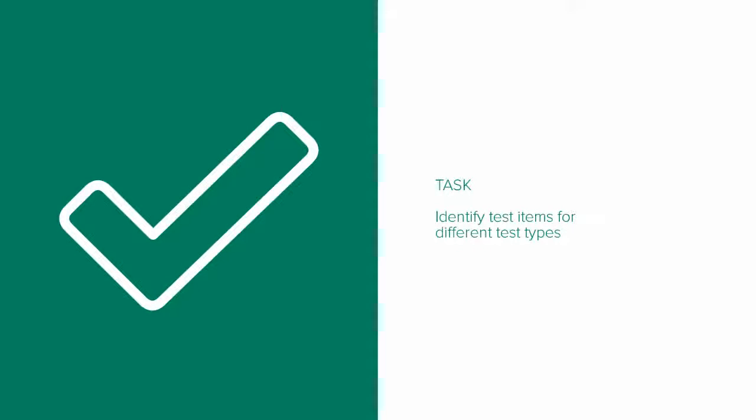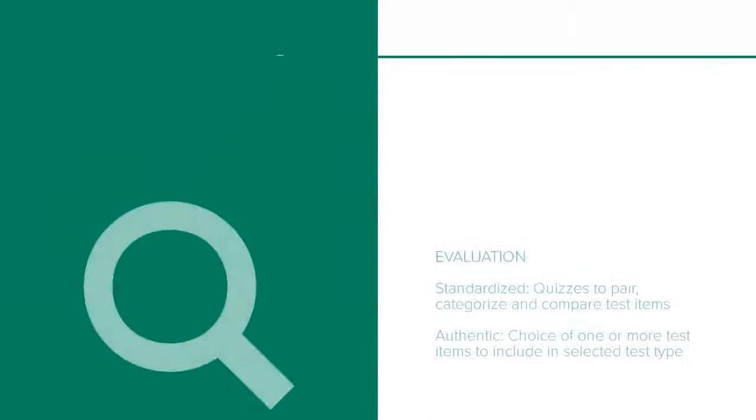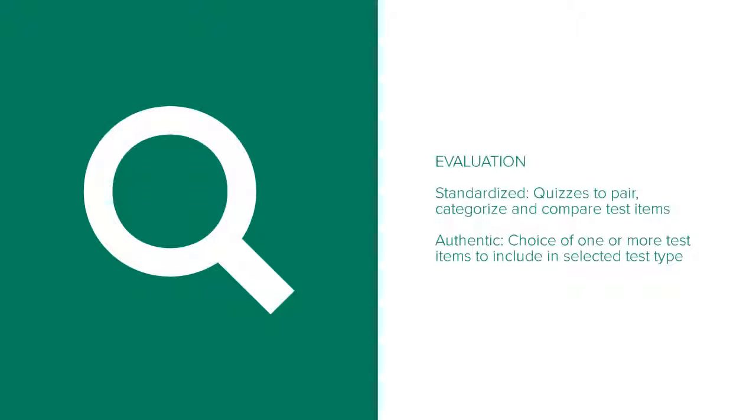Consequently, the task for the second module at hand is to identify test type items for objective and subjective test types. The module offers standardized evaluation in the form of a matching quiz to pair test type items with examples, a multiple choice quiz to categorize test item types into groups, as well as an exercise to compare a pair of test item types. The module is evaluated authentically by applying the instructional content through a choice of one or more test item types to include in the test type previously selected by the learner.